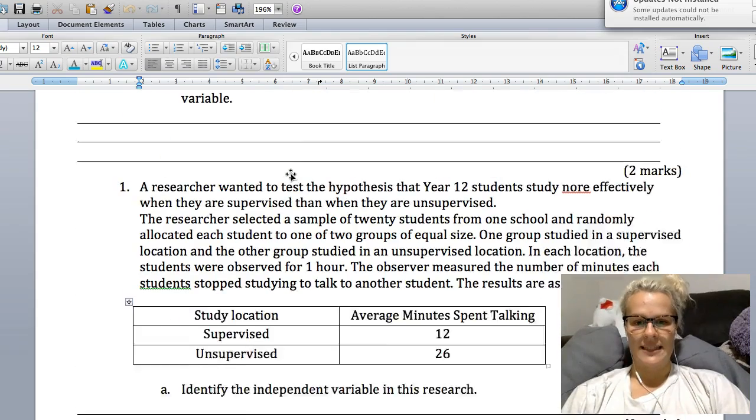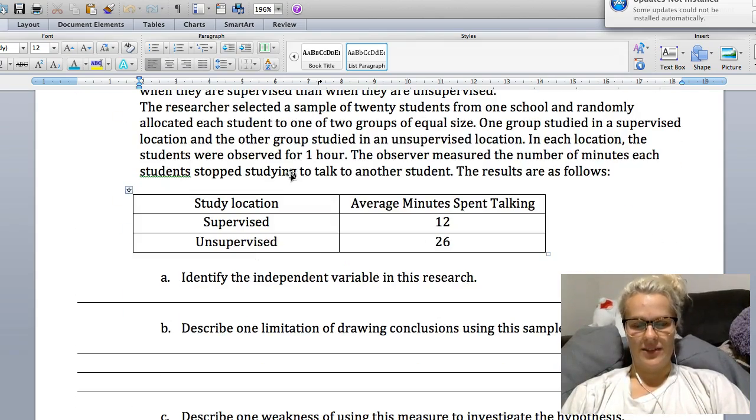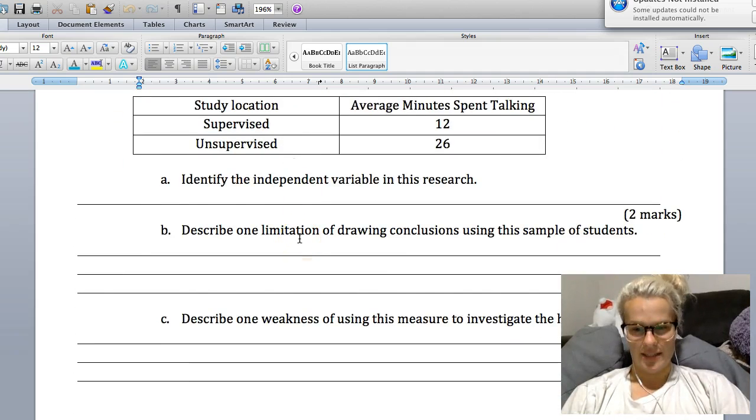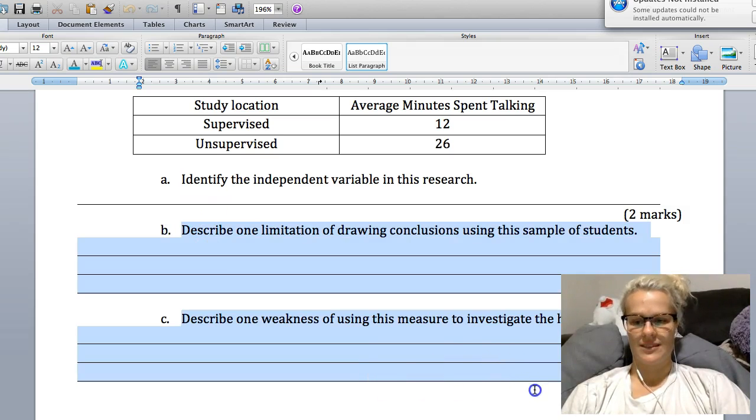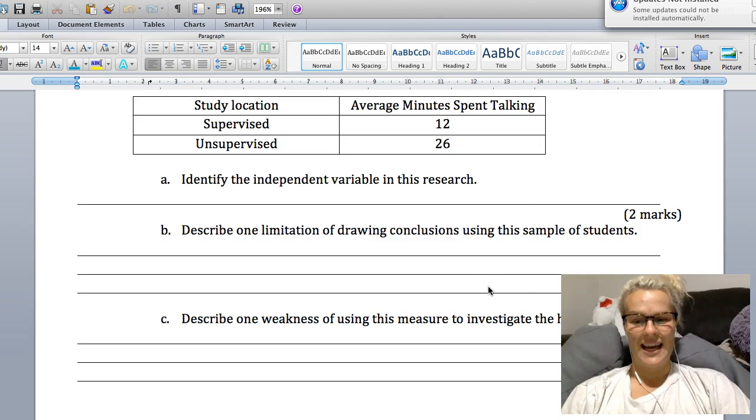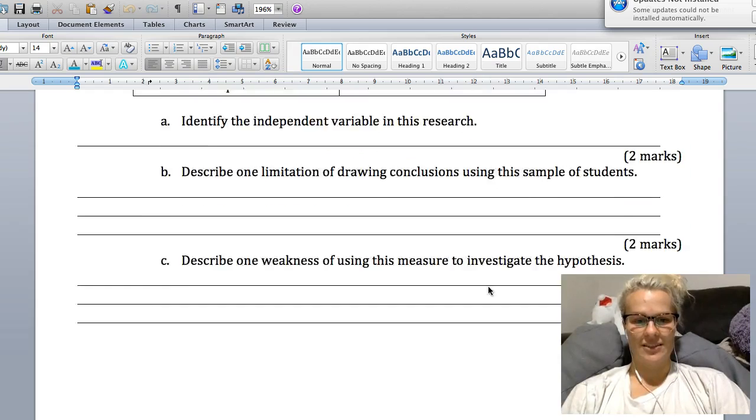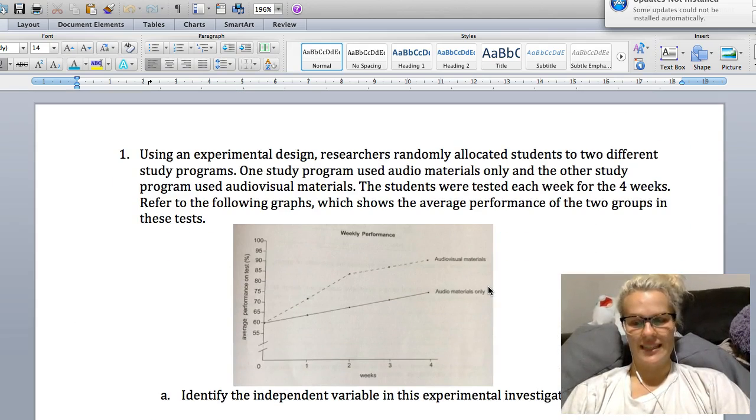The second one, again, you are identifying the independent variable, but it's also drawing on some of the information that we've learnt in the previous lesson. So have a go at those, see how you go, and hopefully variables will be your friend.